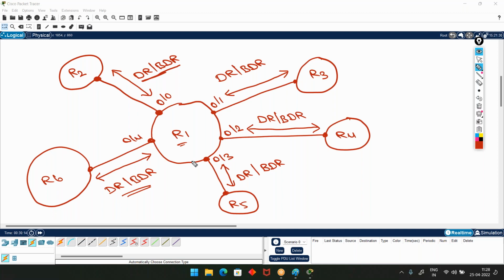Yes, sir. If it is an ABR router, or any router, at the interface level you can definitely see the DR and BDR election. It is compulsory.